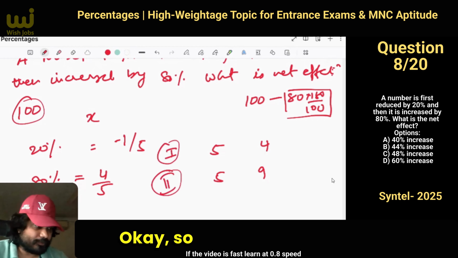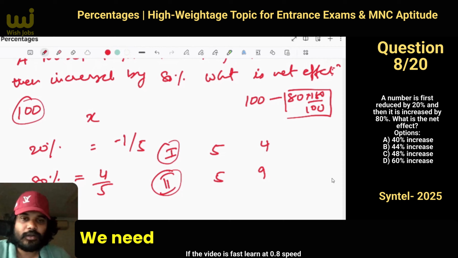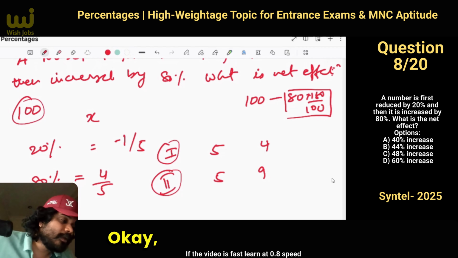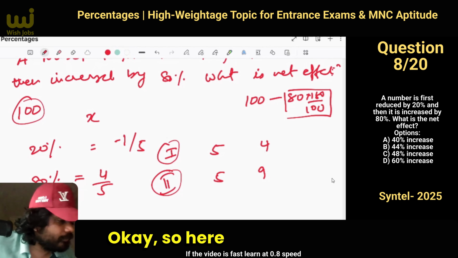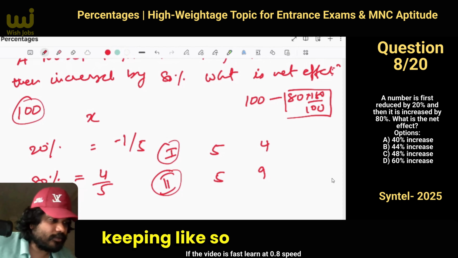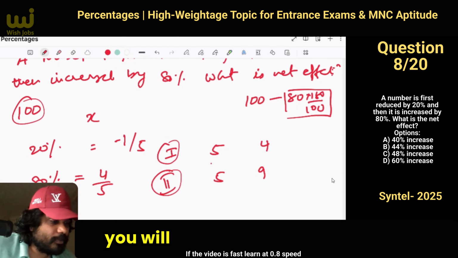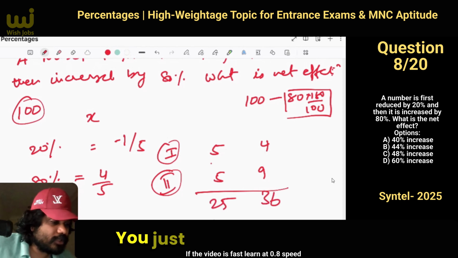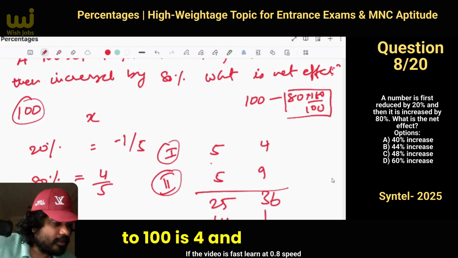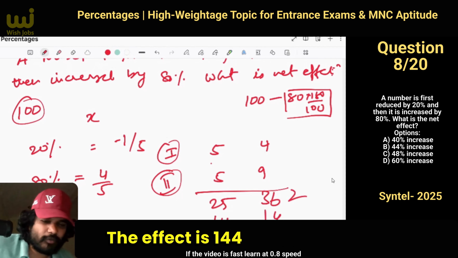When these type of questions come, we need to calculate the net effect, what happened to that number. So if you just multiply the two equations, you will get 25 and 36. You just need to equate 25 to 100, that is 4, and 36 fours are 144. The effect is 144 percentage.